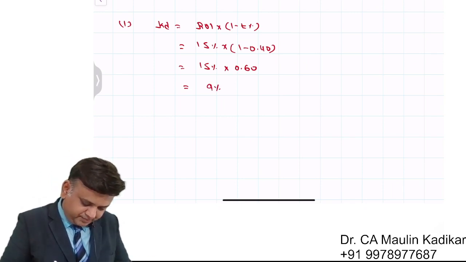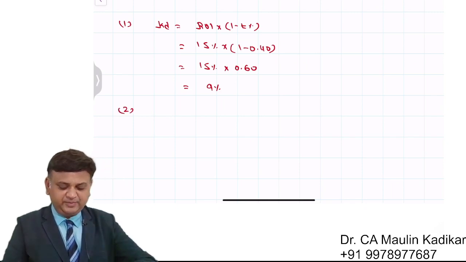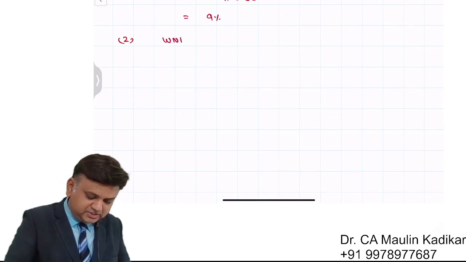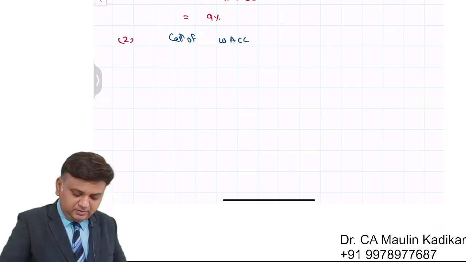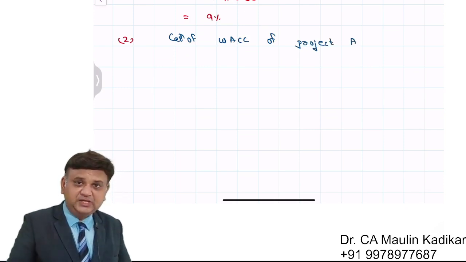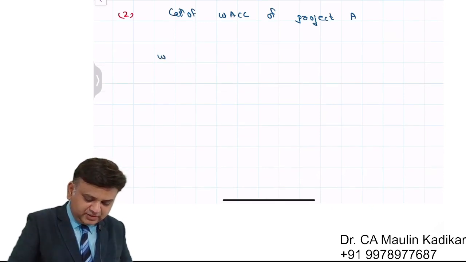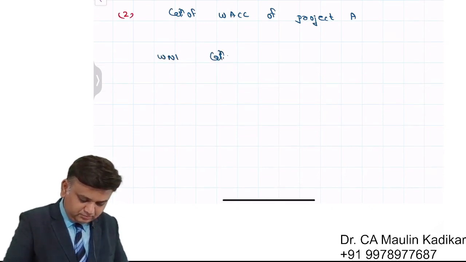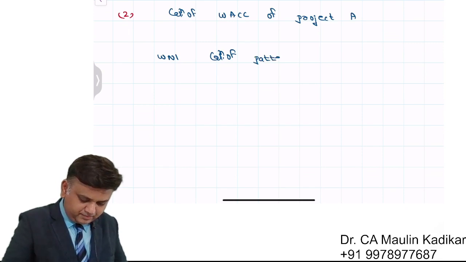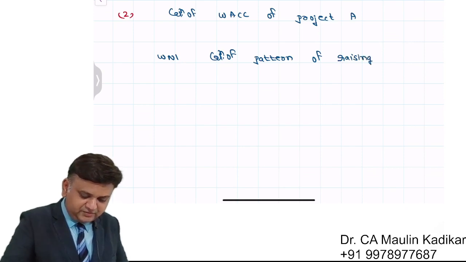Second question. The question says compute weighted average cost of capital for project A. So write down the heading: calculation of weighted average cost of capital of project A. In that, write down working note number 1, calculation of pattern of raising funds.